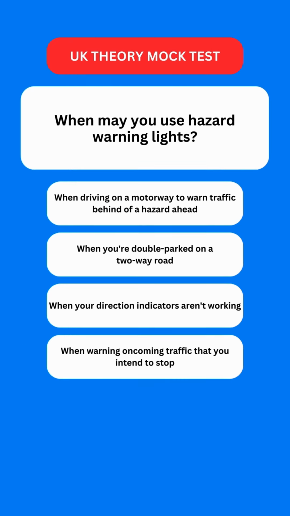Next question is, when may you use hazard warning lights? Options are when driving on a motorway to warn traffic behind of a hazard ahead, when you're double parked on a two-way road, when your direction indicators aren't working, or when warning oncoming traffic that you intend to stop. So the correct option is the first one, when you're driving on a motorway and you want to warn the traffic that is behind you of a hazard that is ahead of you.